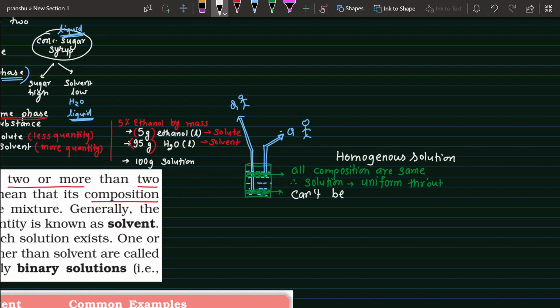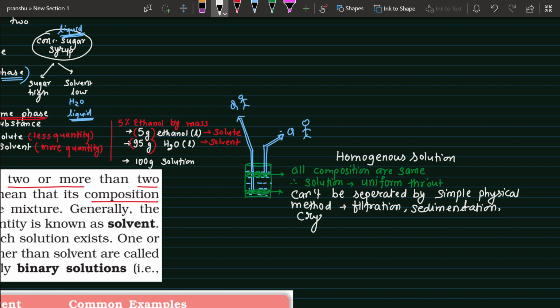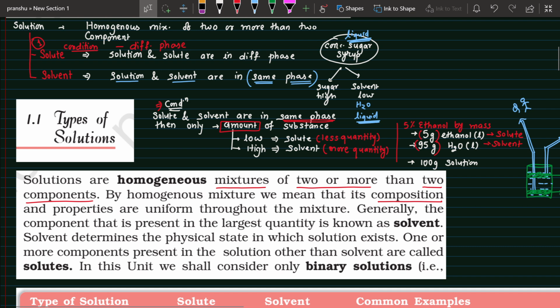Such a solution cannot be separated by simple physical methods, like filtration, sedimentation, crystallization, etc. So simply by referring to NCERT we can say that homogeneous solutions or homogeneous mixtures are those whose composition and property are uniform throughout.